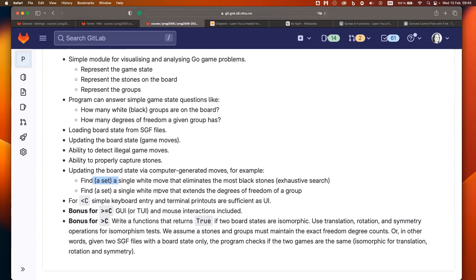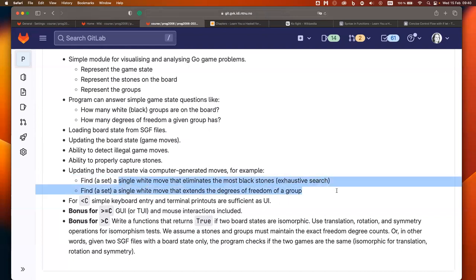And then what is a single white move that extends the most the degrees of freedom of a given group, right? So those are two simple examples of an AI making computer generated moves to be suggested to the player, right? So we are trying to make a simple Go board game play engine for two humans to play with each other, plus adding some kind of hints for the players to get from the computer suggesting some things. So those are just two examples.